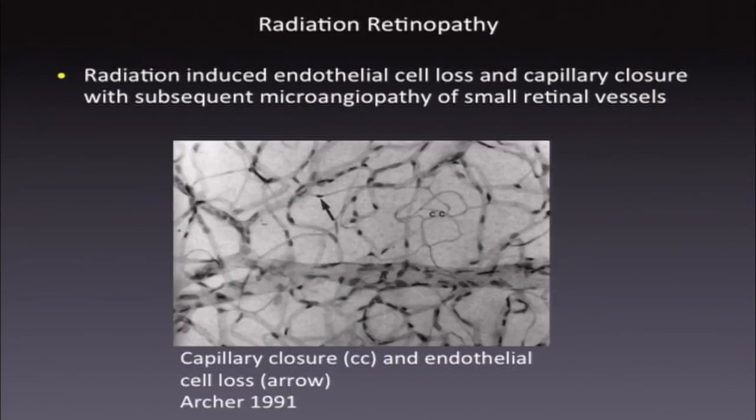So chronic radiation retinopathy has been extensively evaluated by Archer, and most of our knowledge is based on the papers by Archer. What he showed in his experimental work was that radiation retinopathy consists of damage to endothelial cells, to subsequent vascular closure, and to microangiopathy, as shown in the trypsin digest flat mount shown on the slide. And it results in capillary closure and loss of the endothelial cells.